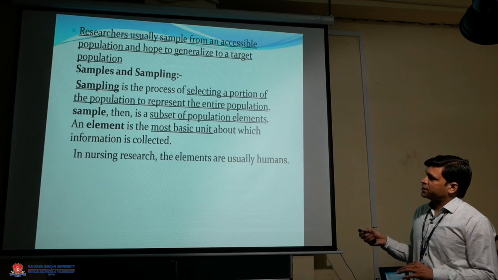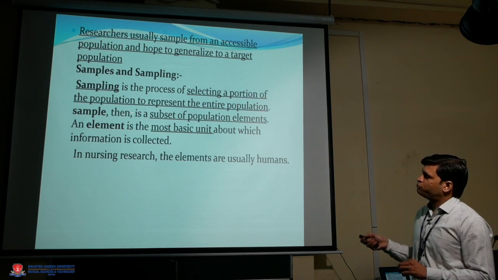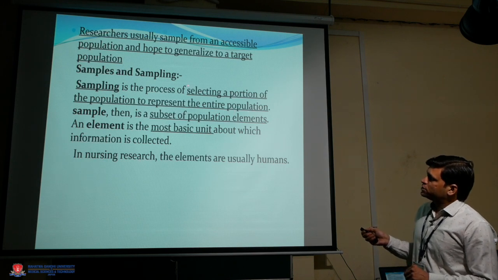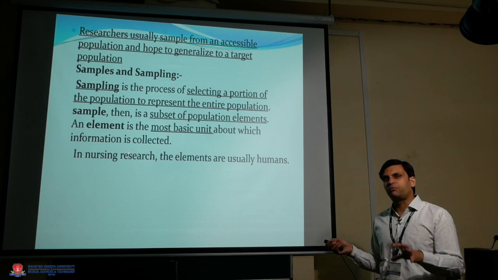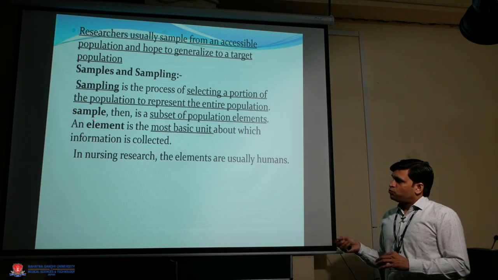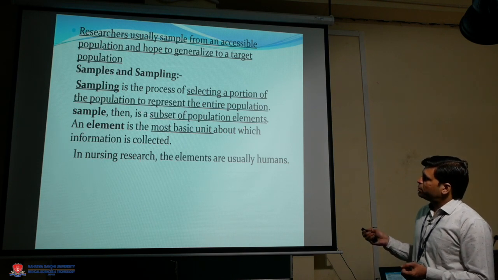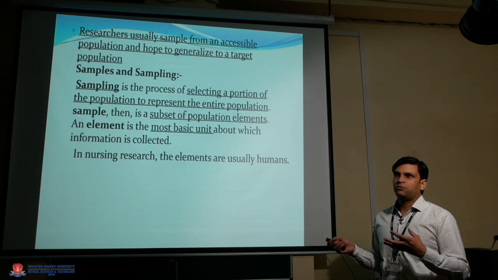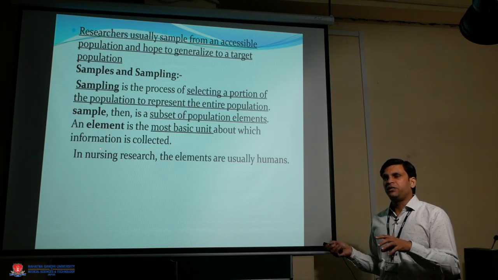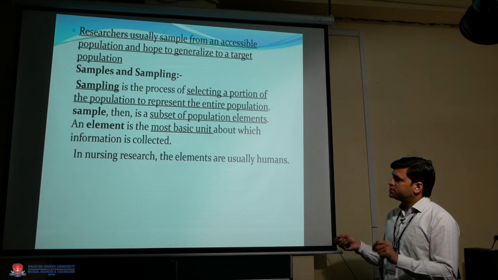Now samples and sampling. So what is sampling? Sampling is the process of selecting a portion of the population to represent the entire population. So it is selecting a portion of the population that will represent the entire population. And what is a sample? A sample is nothing but a subset of population elements. The entire population is divided into different subsets, and they are known as samples.